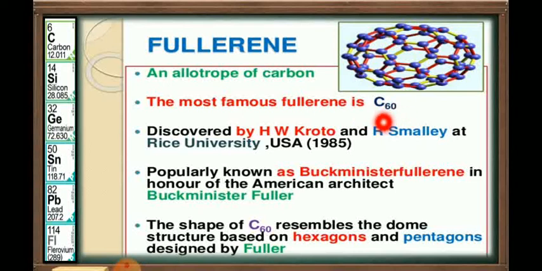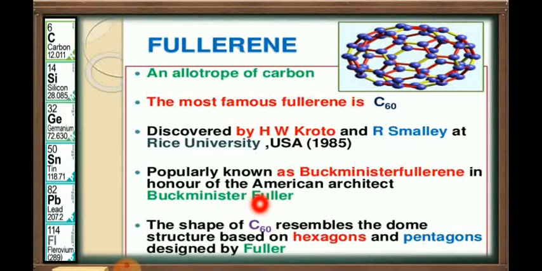Carbon allotropy it is. This Fullerene was discovered by H. W. Kroto and R. Smalley, who are from Rice University of USA, in the year 1985. Popularly, this Fullerene is known as Buckminster Fullerene, because this name is given in honor of an American architect, Buckminster Fuller.